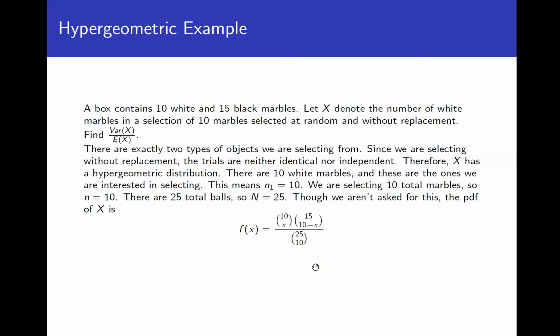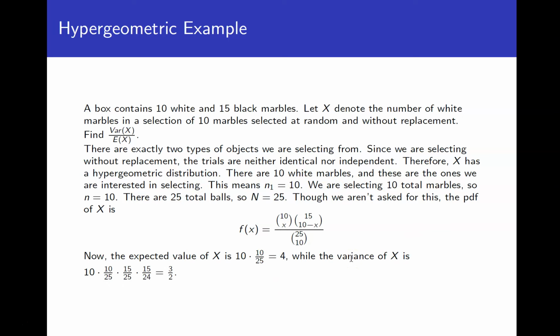Again, that's not what the problem asked for, but for some problems you might want to know what the PDF is. But now that we know these ideas, we can find the expected value and the variance, because the problem asks us to find the variance divided by the expected value. The expected value is the total number of trials, the 10, times 10 over 25, the number of white balls over the total number of balls. So we get 4. Then the variance is this expression.